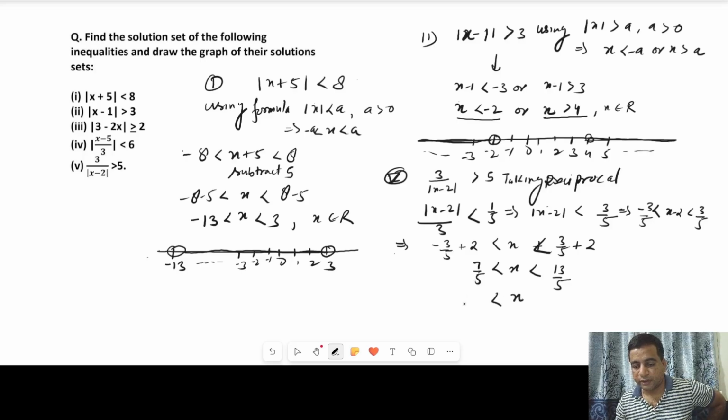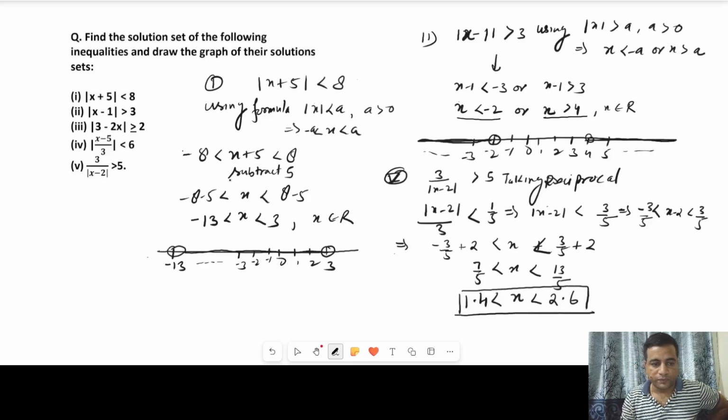X is greater than 7 by 5 means 1.4, and this is less than 13 by 5 means 2.6. It's the solution set of your fifth part. X is real. If you want to cross verify it, then take a number x between 1.4 to 2.6. Now let me take a number 1.5.